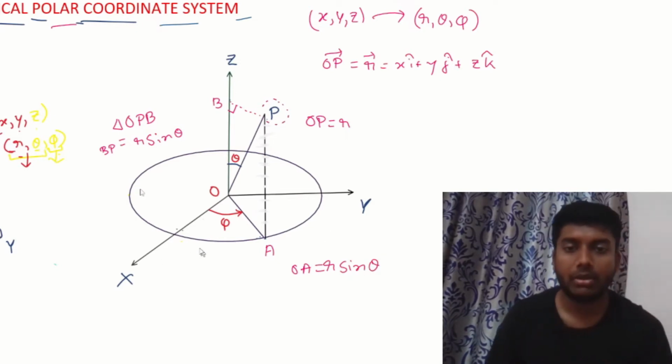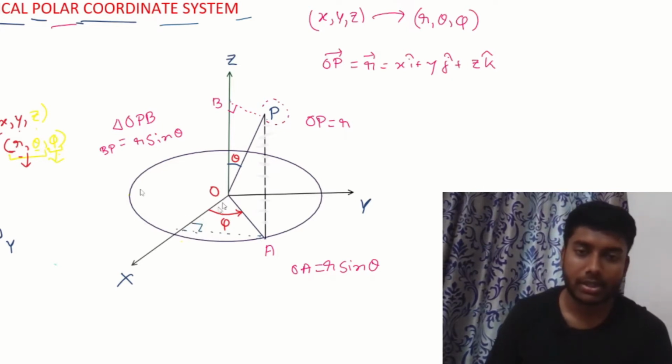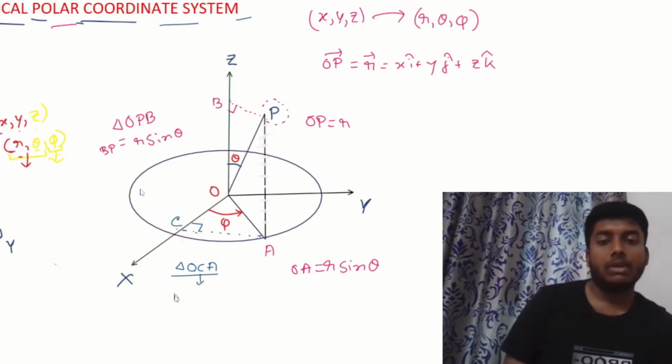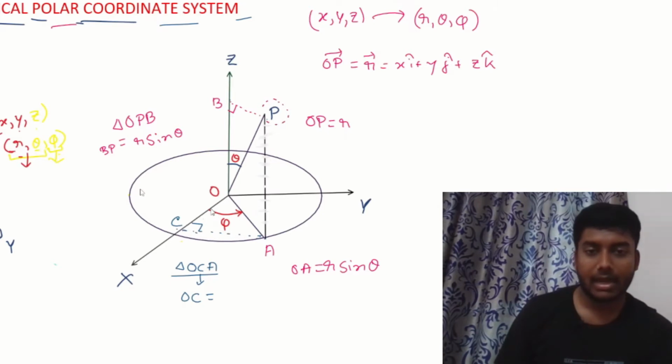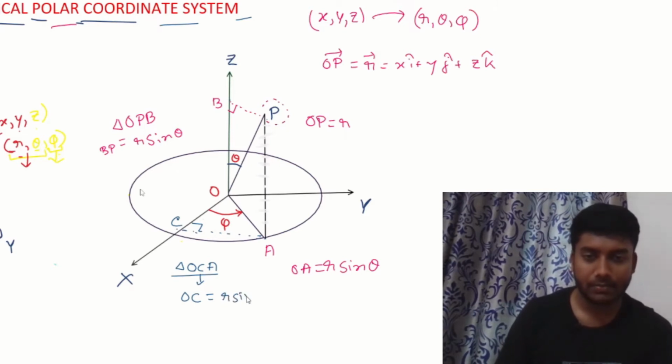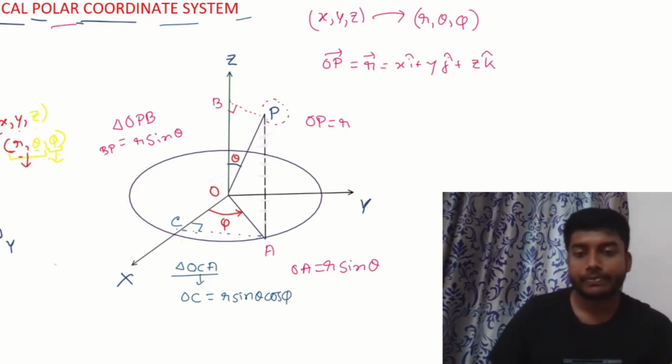Now what will be the value of this? Let us draw a perpendicular here at this point. Suppose this is point C. Then from the triangle OCA, OC means the base of this triangle, as this is the right angle, and this is angle phi, so this will be OA cos phi, and OA is R sin theta, so R sin theta cos phi.